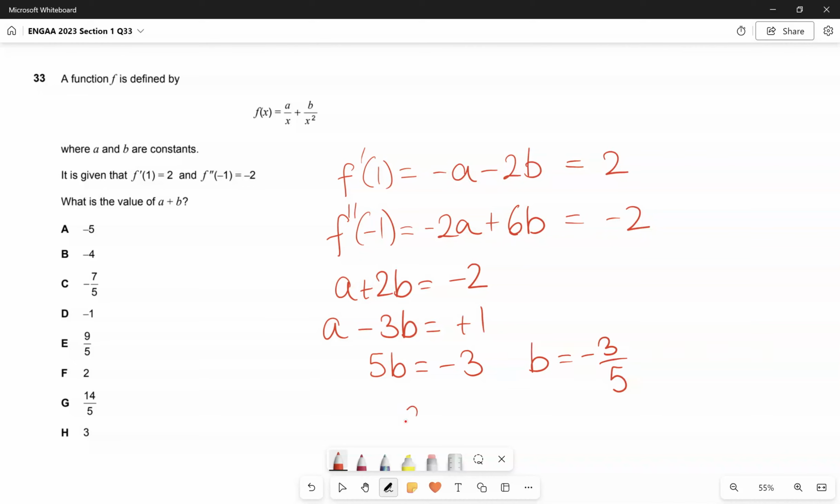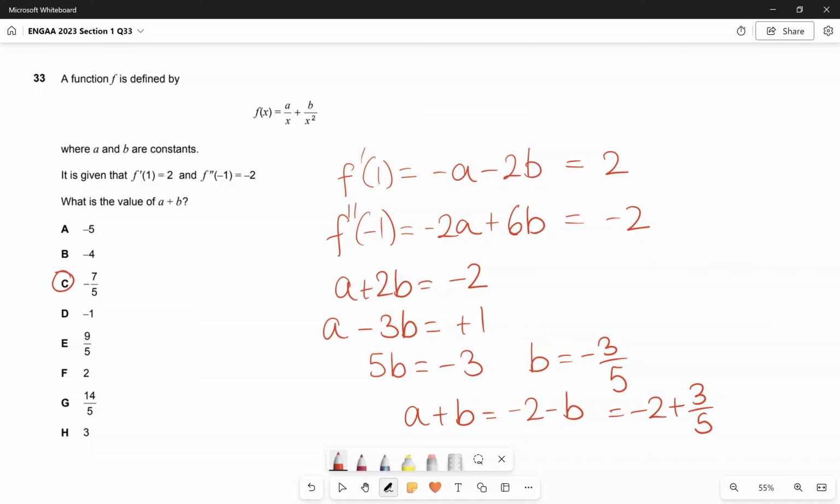And then a plus b is equal to minus 2 minus b. So I don't actually need to find what a is. I could just rearrange the top equation, a plus 2b is minus 2. That's minus 2 minus minus 3/5. So that's minus 2 plus 3/5. So that's minus 10 over 5 plus 3 over 5. That's minus 7 over 5.